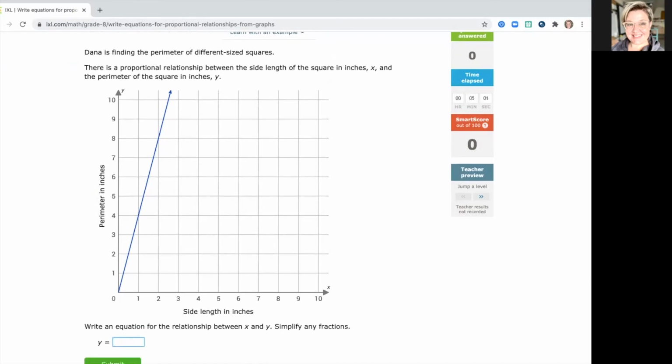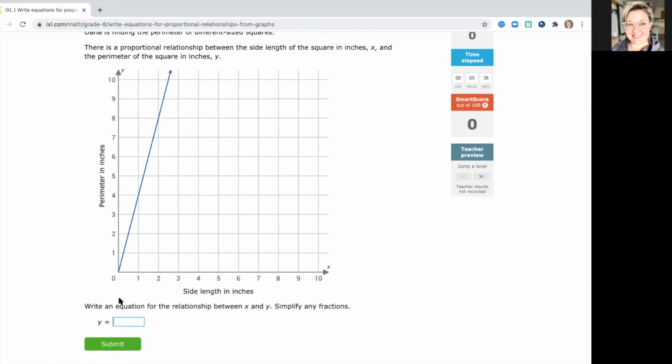This graph is showing the proportional relationship between, let me go up here and actually read it, perimeters of different size squares. So we've had other equations like this as well. The proportional relationship is between the side length of the square and its overall perimeter. So there is a proportional relationship between the side length of the square in inches, which is our x on our x-axis, and the perimeter of the square in inches, which will be our y.